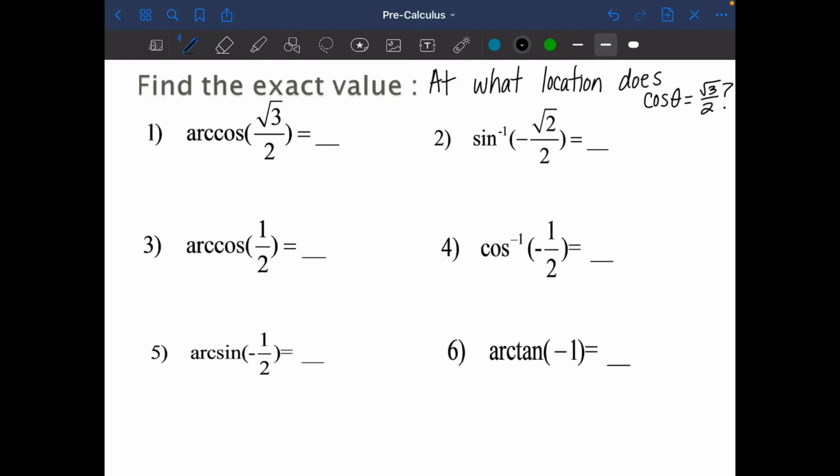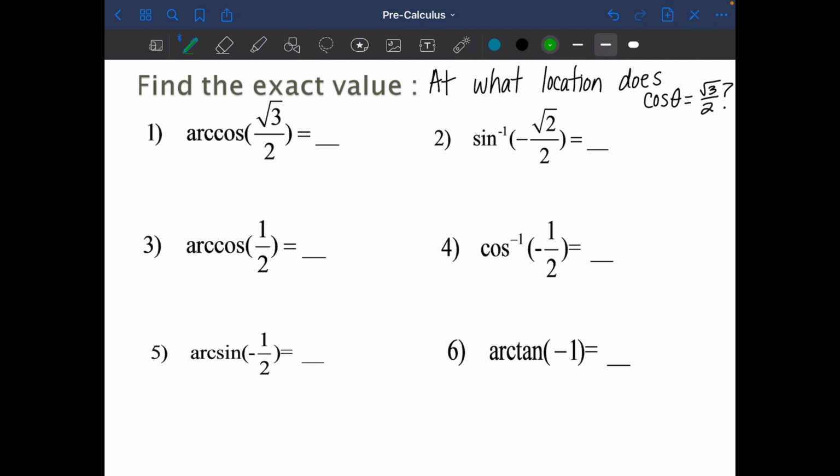Here we go. We're looking at evaluating inverse trig functions, and we want to find the exact value. So that means we're going to want to utilize our unit circle. So looking at number 1, arc cosine of square root of 3 over 2.